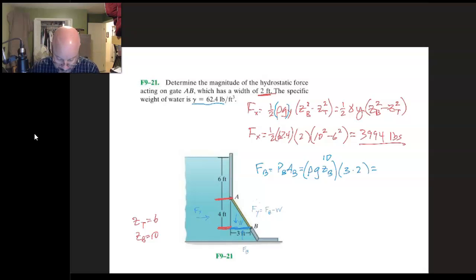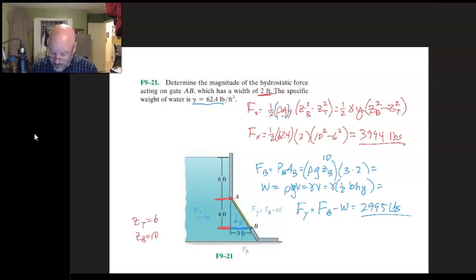Sorry about that. Okay, let's get the weight while we're at it here. So that's going to be rho g V, which is gamma V, which is going to be gamma times 1/2 base times height times our width term there. And I didn't work that out either. I just have it as numbers written on my page. What I actually calculated was the number that you get for Fy, which is going to be Fb minus the weight. And that number turns out to be 2995. So I just did it in one step in my work.